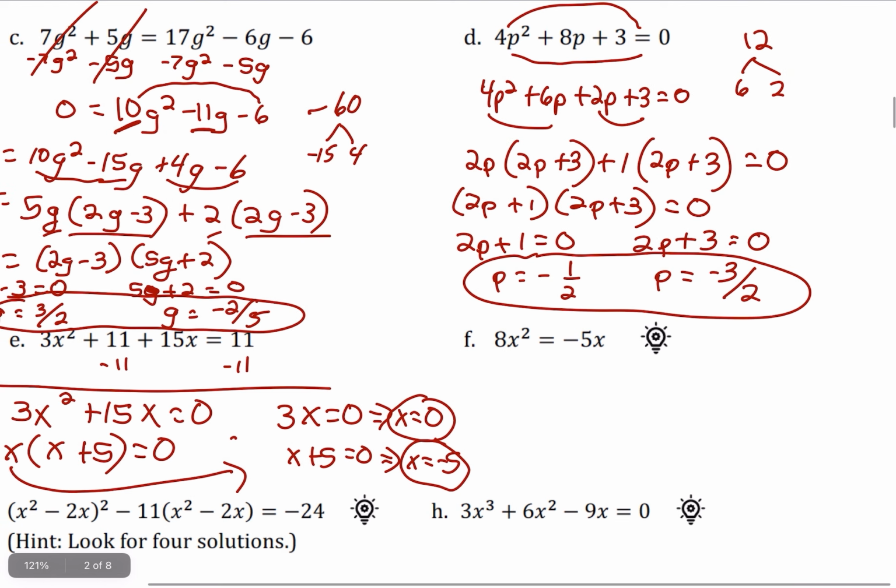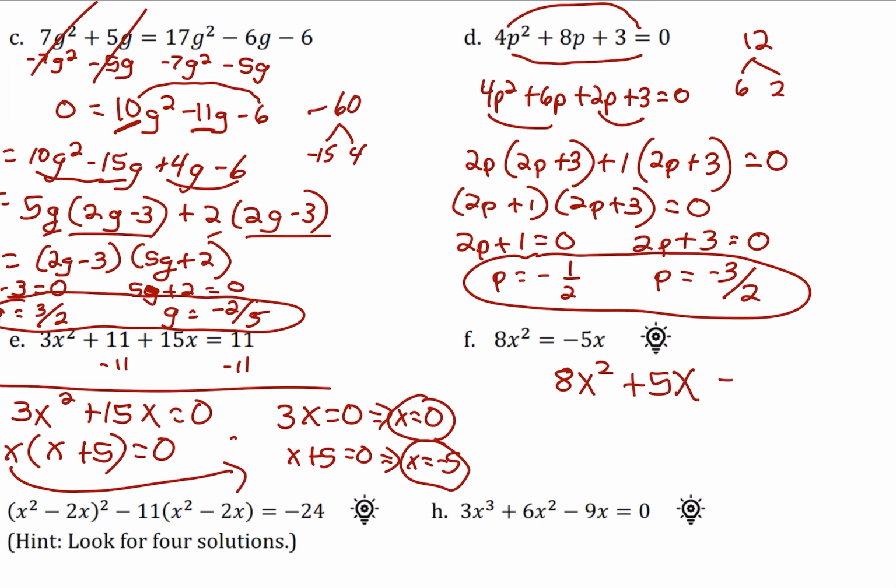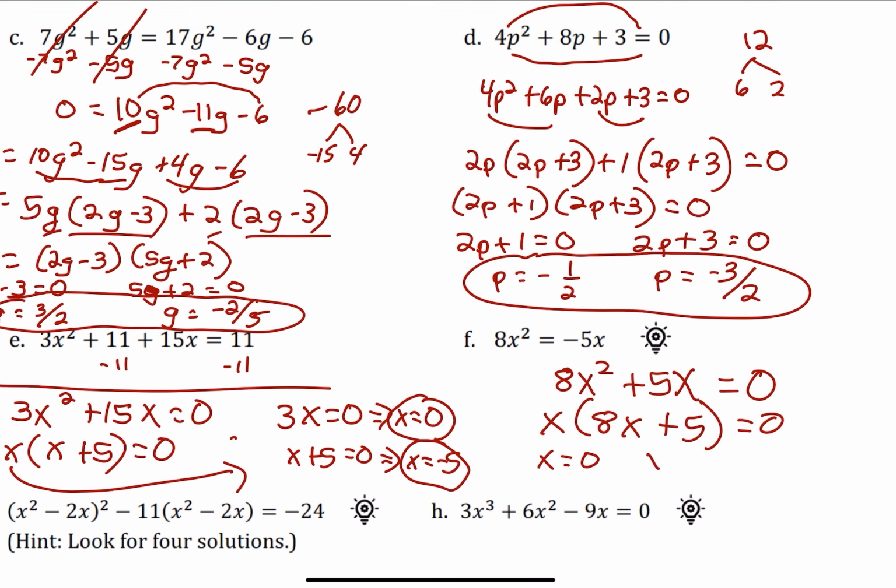Let's look at F. For F, you have to recognize that you have to bring the 5x to the left-hand side, so you're basically adding 5x to both sides. Not going to show that work as this is a light bulb problem, but it's 8x squared plus 5x equals 0. Our greatest common factor is just x. So 8x squared becomes x times 8x, and then we need a plus 5 to get the plus 5x. Set each one equal to 0. So x equals 0, and then 8x plus 5 equals 0. Our two answers are x equals 0 and x equals negative 5/8.